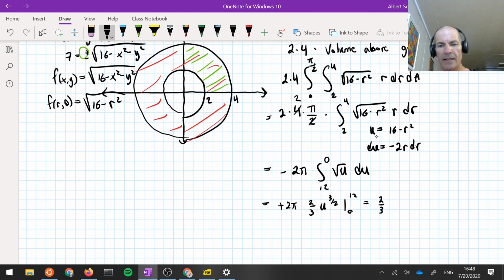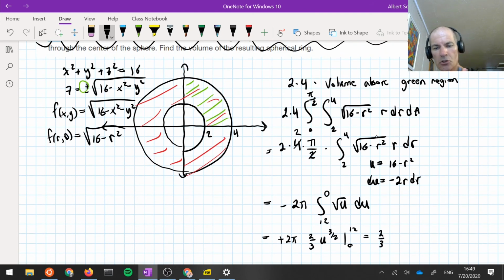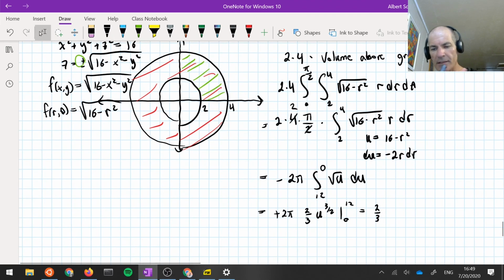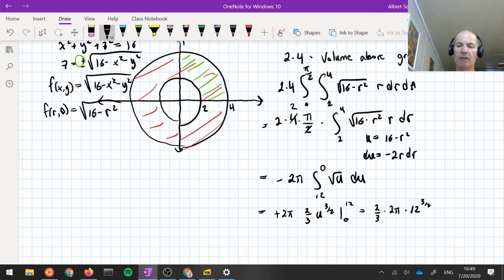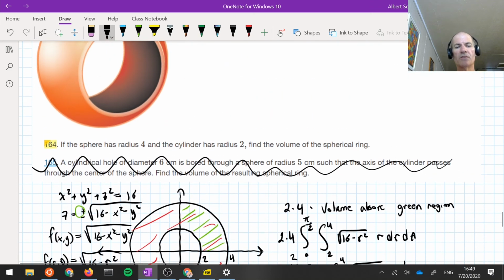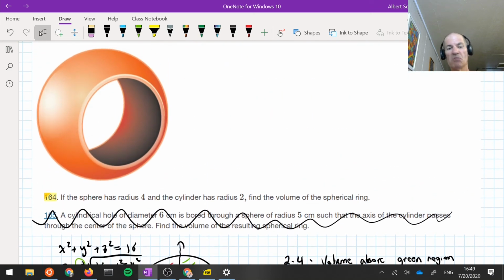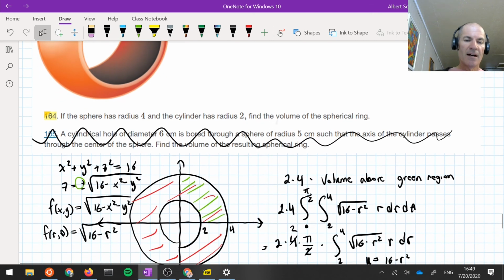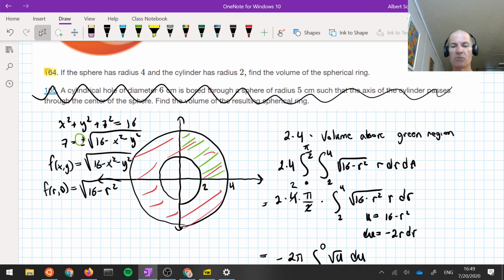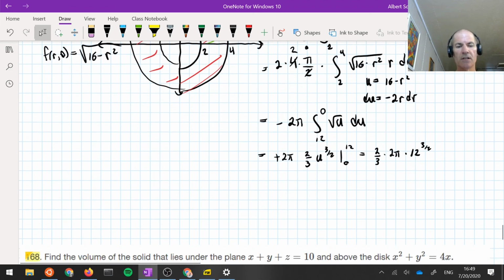Oops, I forgot a pi, didn't I? There's a pi there. There's a pi there. I didn't forget a pi. We're good. 2/3 times 2 pi times 12 to the 3 halves, and that's it. So that's the volume of this relatively complicated, let's call it a napkin ring. All right, and polar coordinates made this really easy. This would have been very challenging in rectangular coordinates.